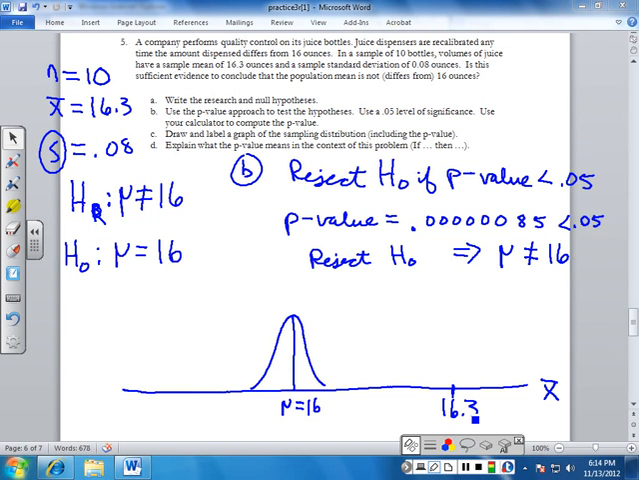This is a two-tailed test. So when we're talking about this p-value, some of it's up here, and some of it is down here below 15.7. So the p-value is the stuff in the two tails. Obviously, you really can't see it on here, but it is the stuff in the two tails. So that'd be a reasonably good graph of the sampling distribution in this case, yes.